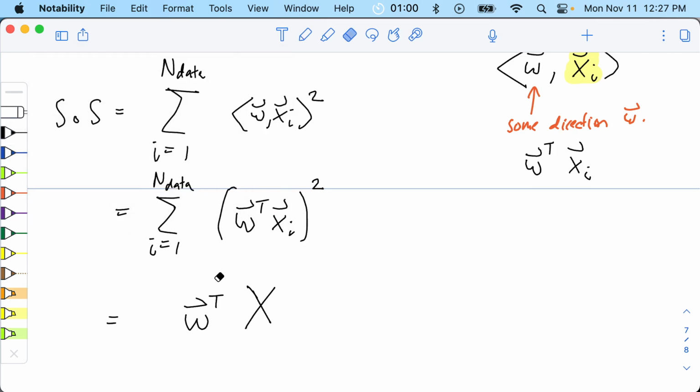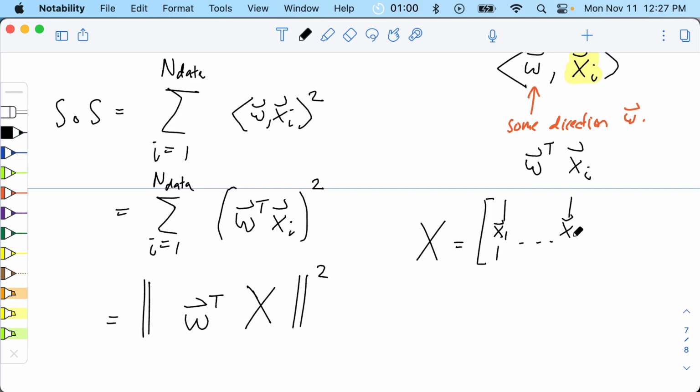Okay, what do I want? W transpose times x, and then I want to do the length of this vector. And here, x is a matrix with all the x's in it. What am I going to do? I'm going to stack together all of the x's. So let's do x1 all the way up to x n data. So the number of columns is n data, and the number of rows is whatever the dimension is. In this case, it's 2.